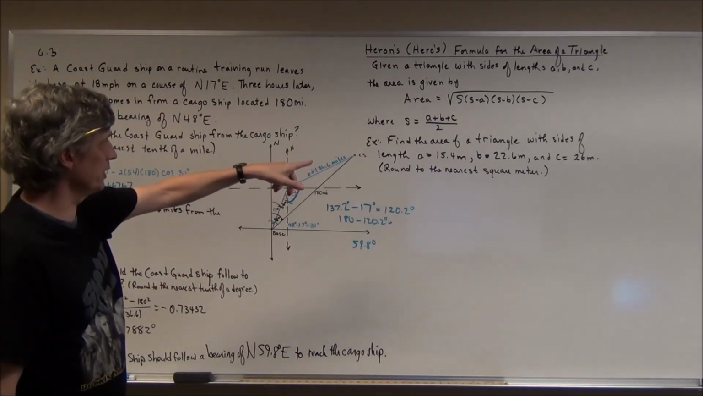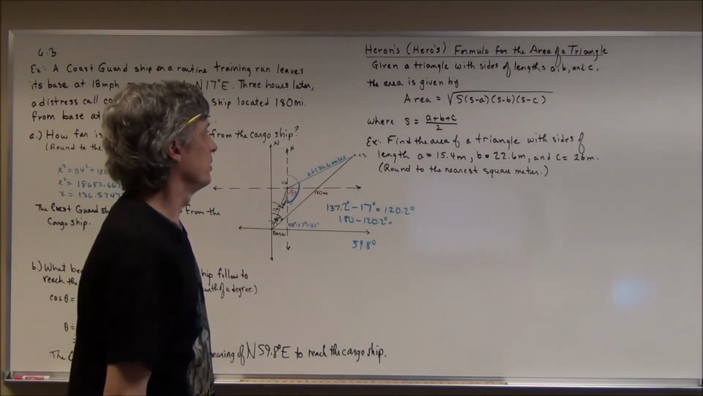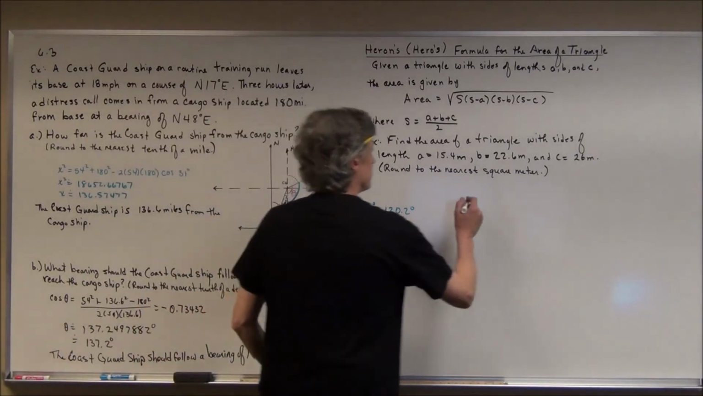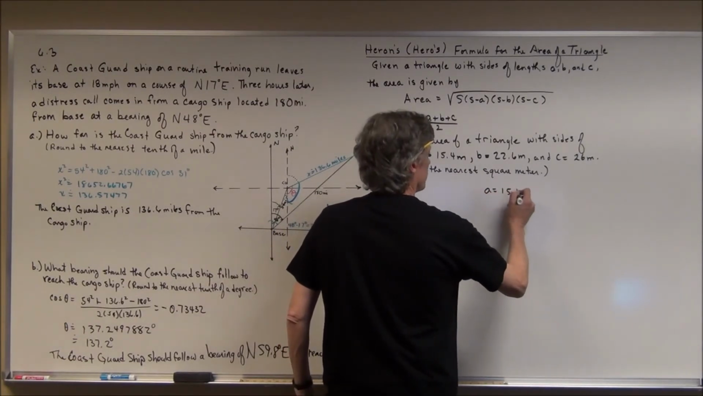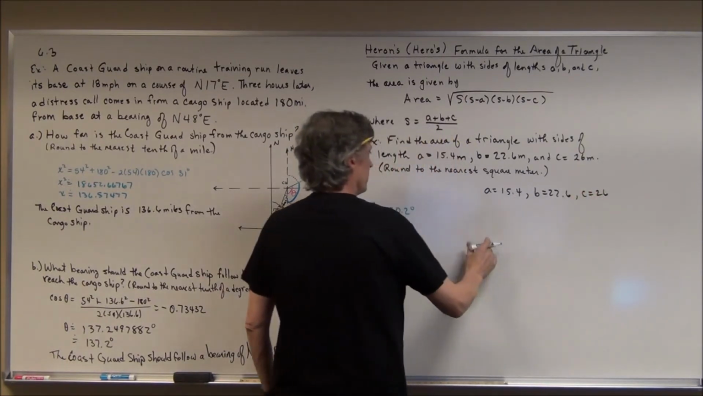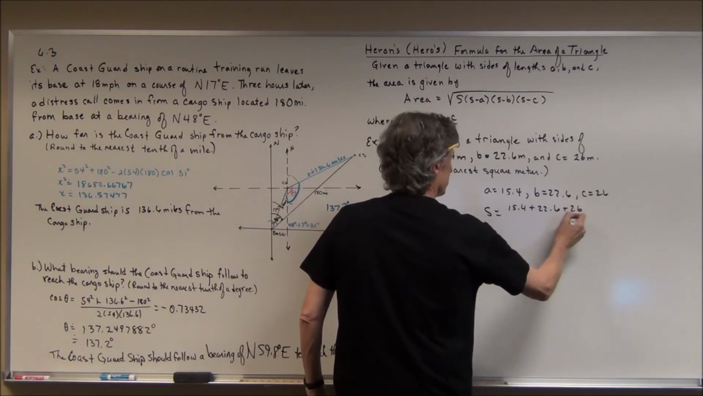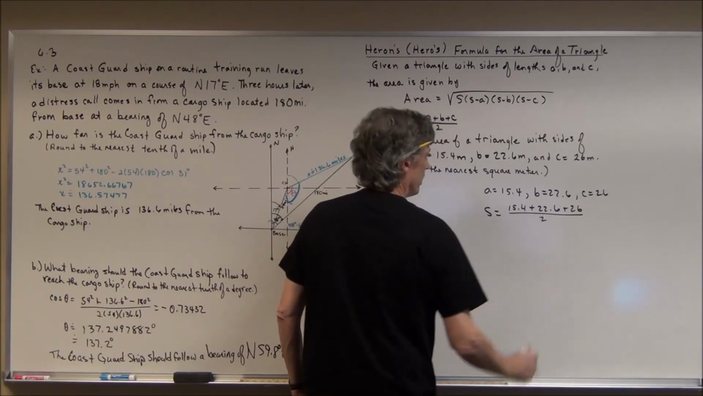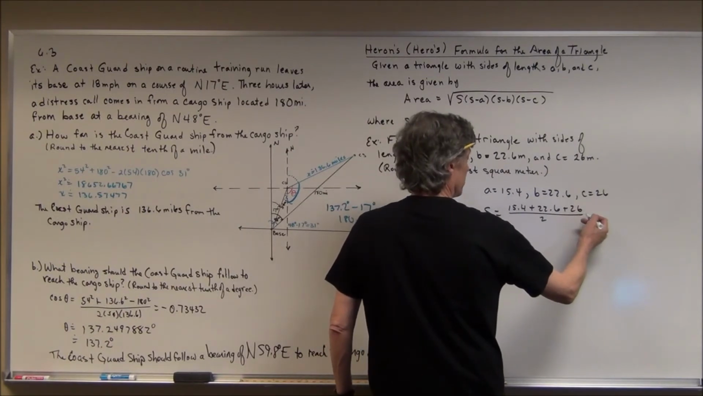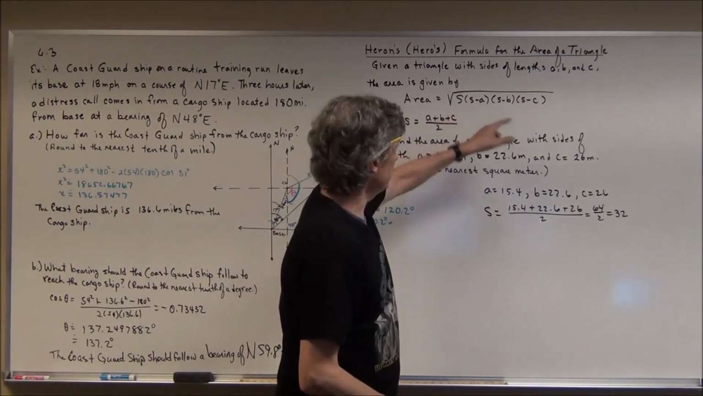So I'm going to go ahead and do an example here. It says find the area of a triangle with sides of length a equal to 15.4 meters, b equal to 22.6 meters, and c equal to 26 meters. We're going to round to the nearest square meter. Well, a is 15.4. I'm going to drop the units for just a second. b is 22.6, c is 26. So I'm going to find s first by adding 15.4 plus 22.6 plus 26 and dividing by 2. Well, 15.4 and 22.6 would give me 38. 38 and 26 is 64. Divided by 2 is 32.